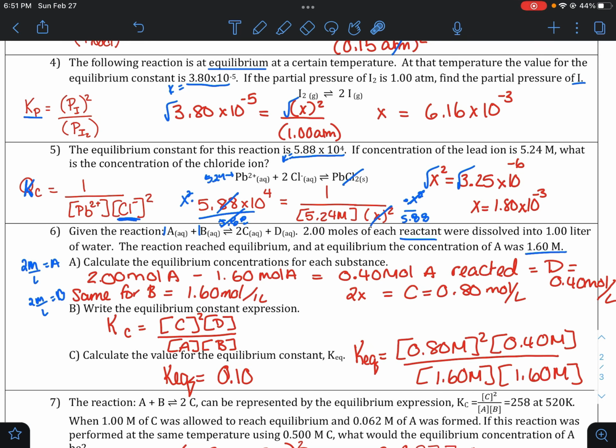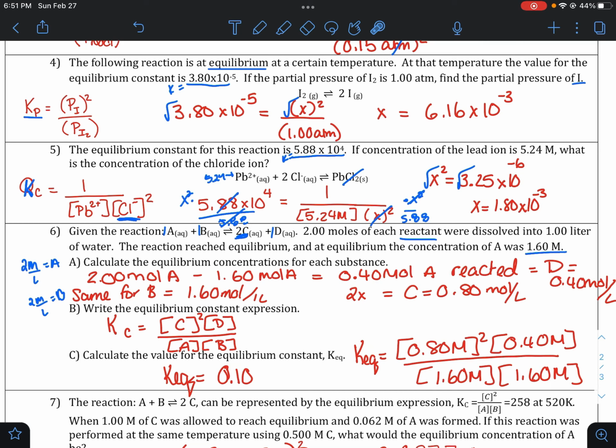Now on the flip side, we react 0.4 of both of these, and what we're going to do is form D at the same ratio, that 1 ratio that we lost A and B. So however, A and B lose 0.4 moles, D gains 0.4 moles. And then finally C, since it's a 2 coefficient, we just multiply that value by 2. And that's how we get our 0.80 moles per liter.